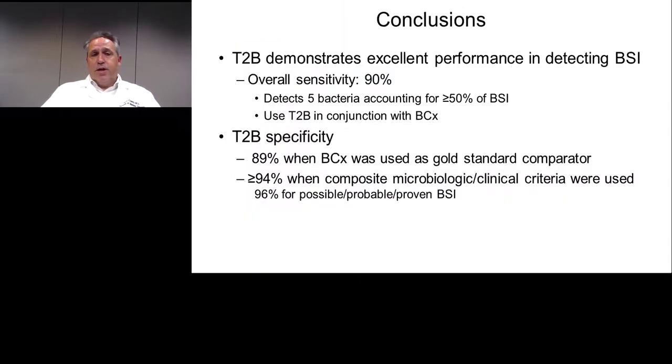So in conclusion, T2 bacteria demonstrates excellent performance in detecting bloodstream infections due to the 5 species on the T2 bacterial panel. Overall sensitivity is 90% for the 5 bacteria that account for greater than or equal to 50% of bloodstream infections. As with T2Candida, it's going to work best in conjunction with blood culture results. Specificity is approximately 90% if you use blood culture as a comparator, but in fact maybe in the upper 90s if you consider patients who have clinical signs of infection despite negative blood cultures.